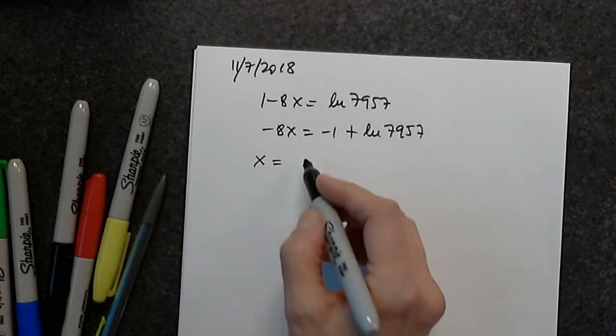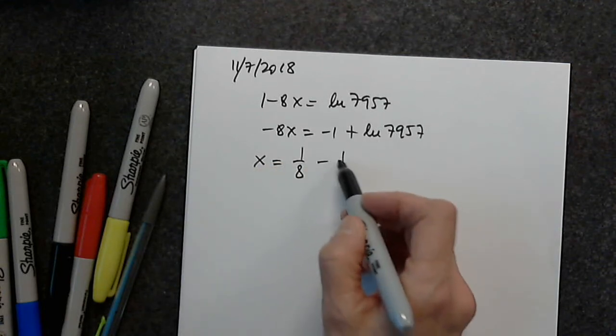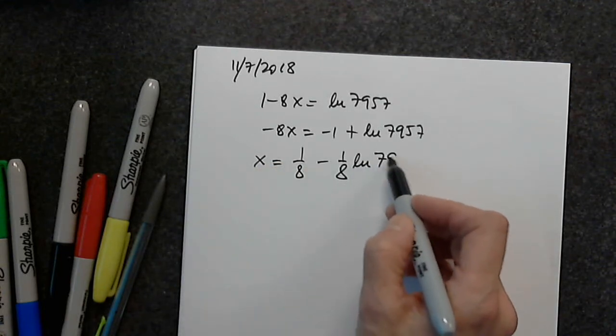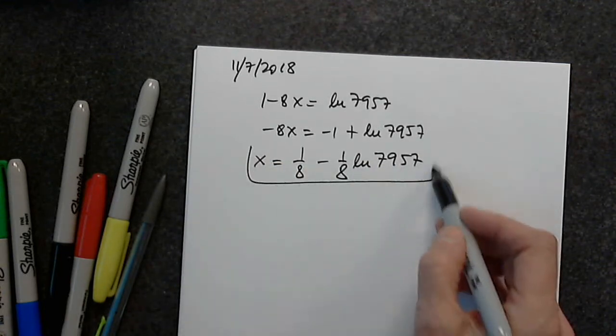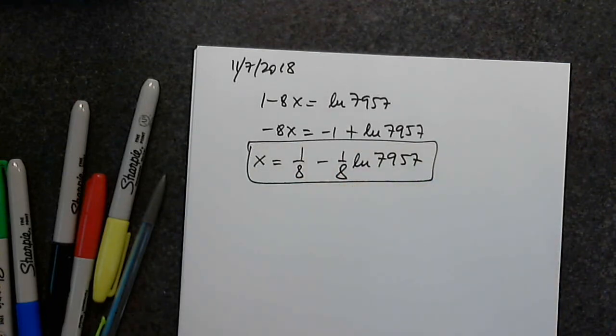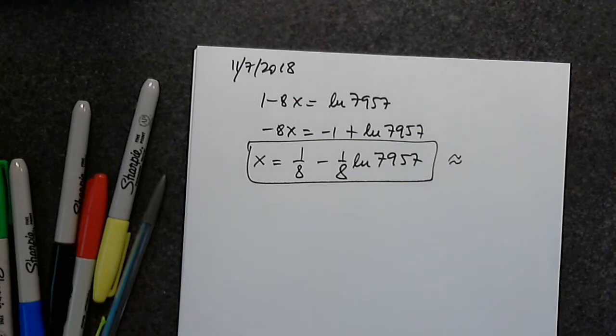-1 divided by -8 is 1 over 8. And then -1 over 8 times natural log of 7,957. And this is it. Yes, you can approximate it, putting it in the graphing calculator, and put it back in the equation to make sure that there is no mistake. You would like me to do that, or you can do that.